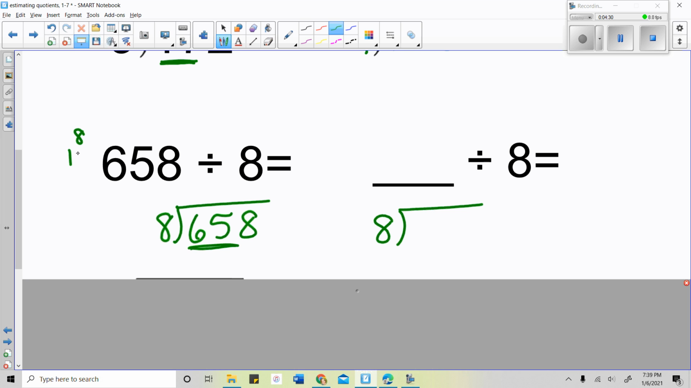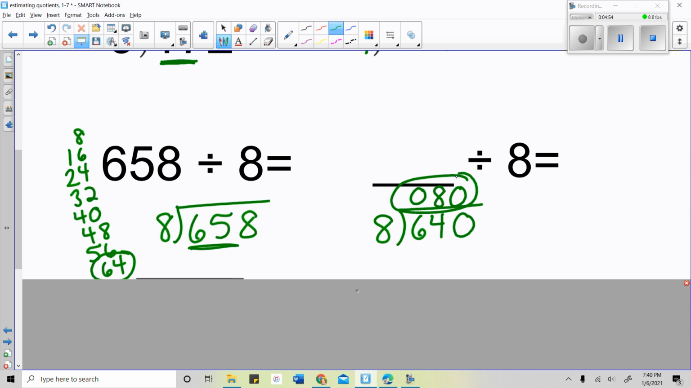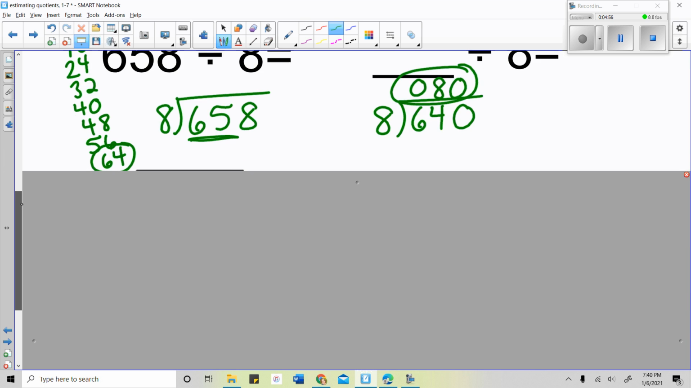Okay, so you should have gotten 8, 16, 24, 32, 40, 48, 56, 64. There's that number. That's the closest I'm going to get to 65. So I change that to a 64, and I put the 0 on the end. 8 will not go into 6, but it does go into 64 8 times, and it goes into 0 0 times, so that estimate is 80.